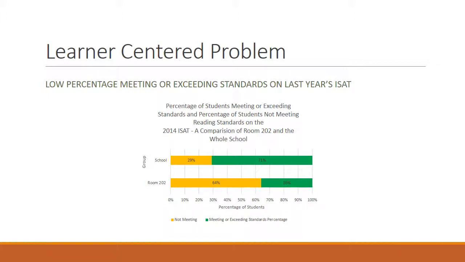Another data source shows us a very similar pattern, that Room 202 has a very low percentage of students meeting or exceeding standards. This chart shows the percentage of students meeting or exceeding standards and the percentage not meeting standards on the 2014 ISAT. This compares the school, which has 71% of students meeting or exceeding, to Room 202, which has only 36% meeting or exceeding the standards.